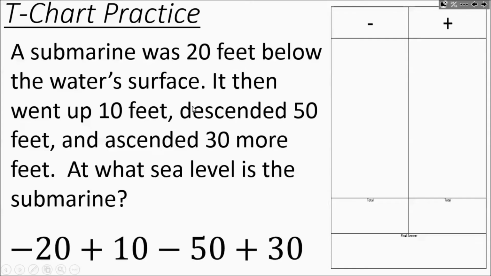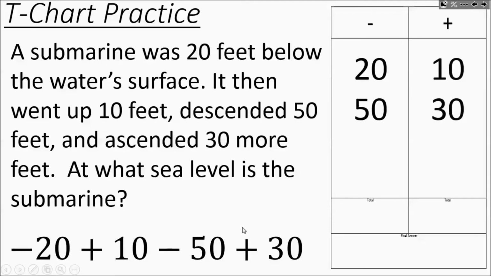A lot of kids will just see this 20 and write down a positive, but it's below the water's surface. That means it's underwater. The water surface being 0, it's 20 feet below the sea level, or the water's surface. And then up 10, descending, that's negative, that's going down, ascending 30. So I have 2 negative terms, 2 positive terms.